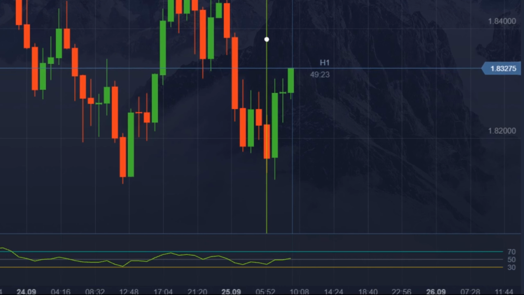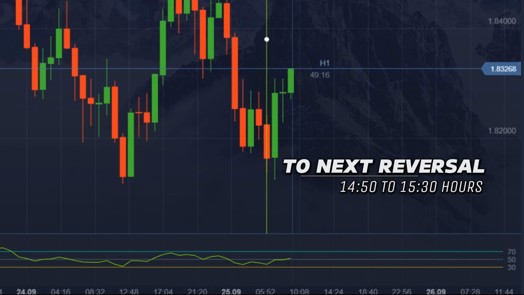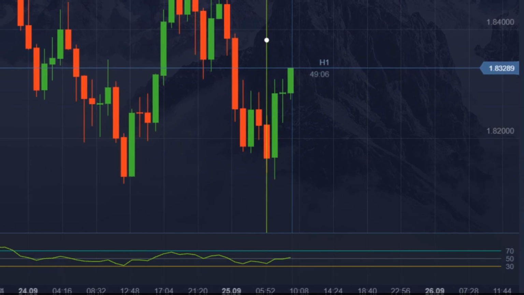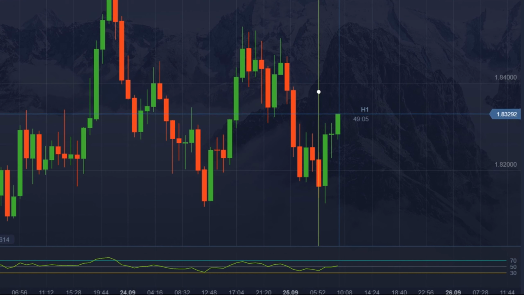Now, let's analyze this chart. Based on meticulous analysis, I confidently predict a reversal at the anticipated reversal point within the next 1450 to 1530 hours. This presents a golden opportunity, and I'm genuinely excited to witness it in action. This precision zone prediction was impeccably accurate, underscoring the potential for lucrative trades.